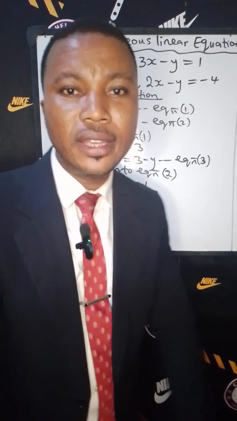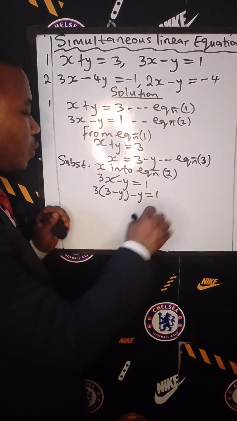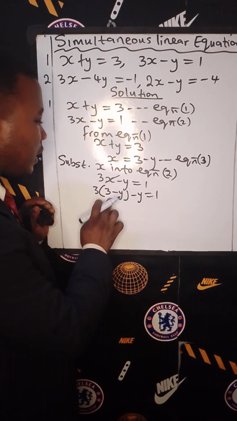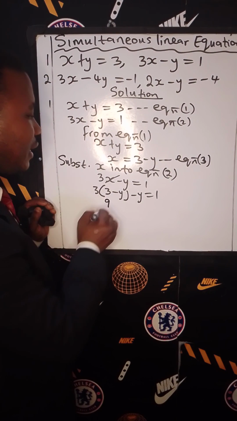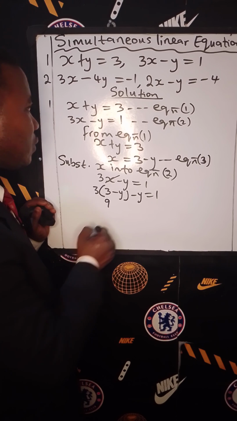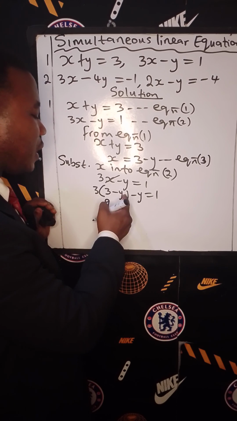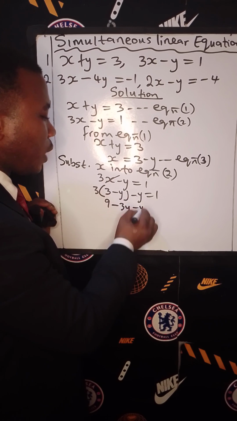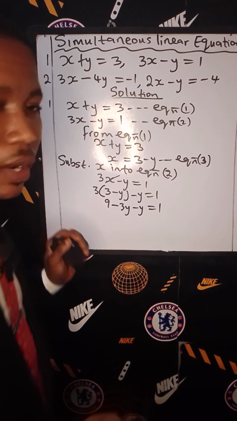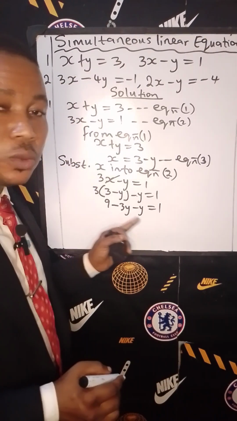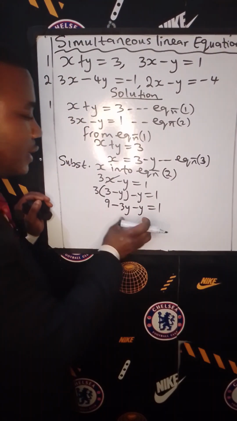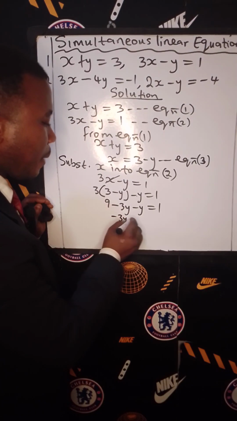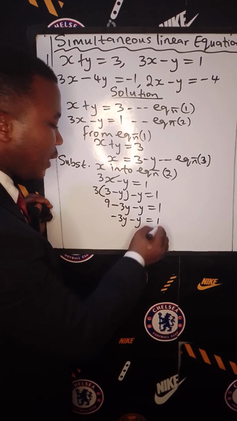You can see what we're having here. Good. Okay, so what do we do here? We open this bracket by saying 3 times 3, and that's giving us 9. The same thing here also, we have 3 times minus y, that is minus 3y. Then bring down minus y is equal to 1. Are you seeing how it's going? Next thing we'll do, we collect like terms. You can see this one is already collected. So minus 3y minus y is equal to 1.